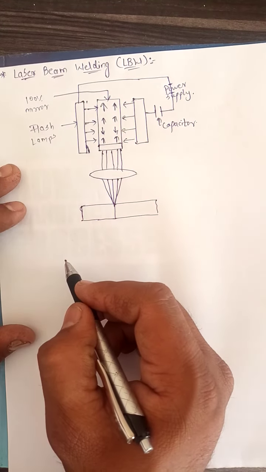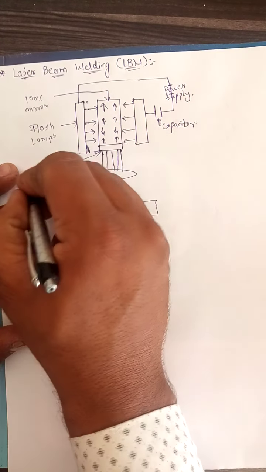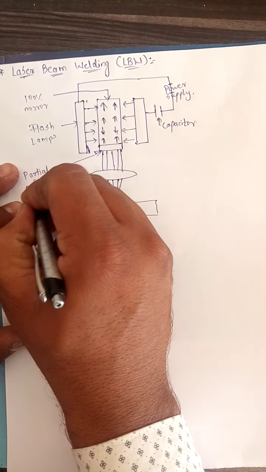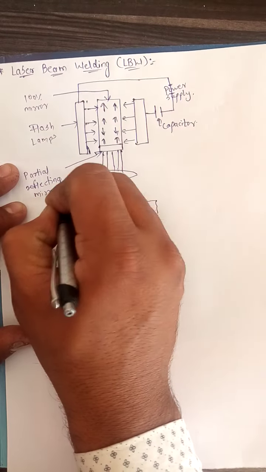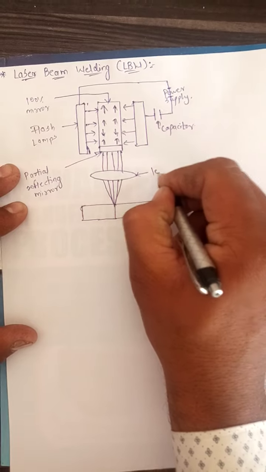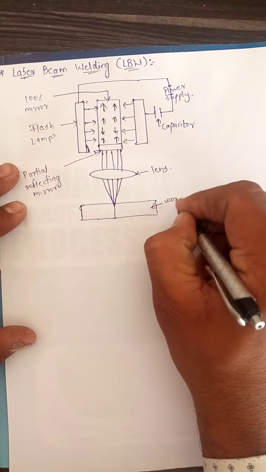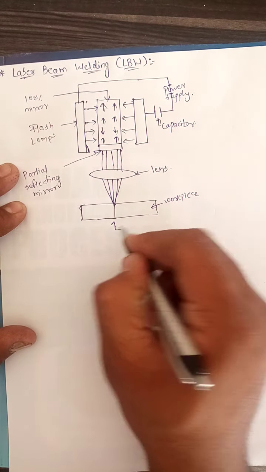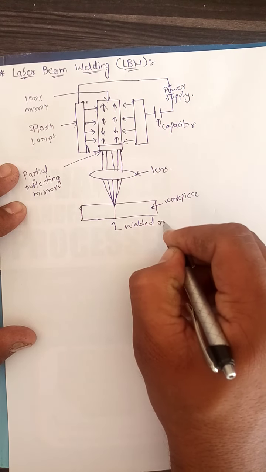Okay, then this is a partially reflecting mirror, this is a lens, this is a workpiece to be welded, and this is a welding area.